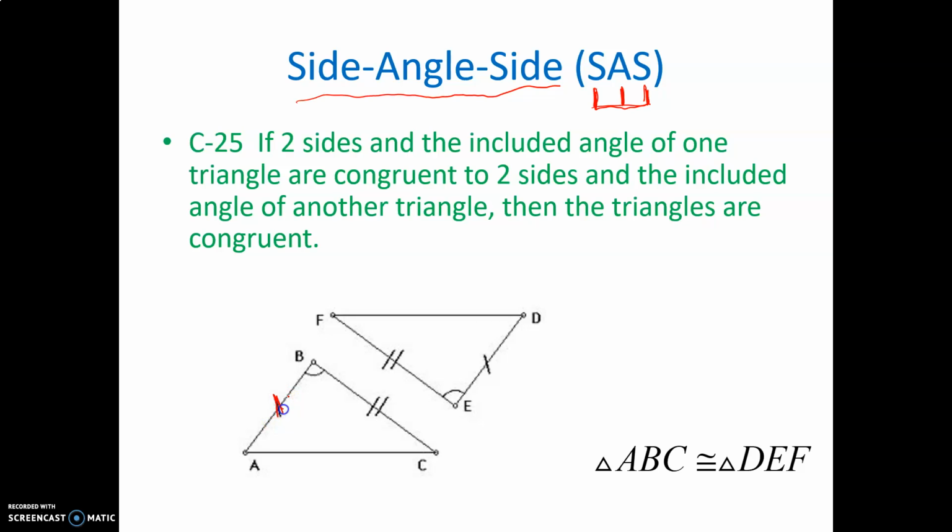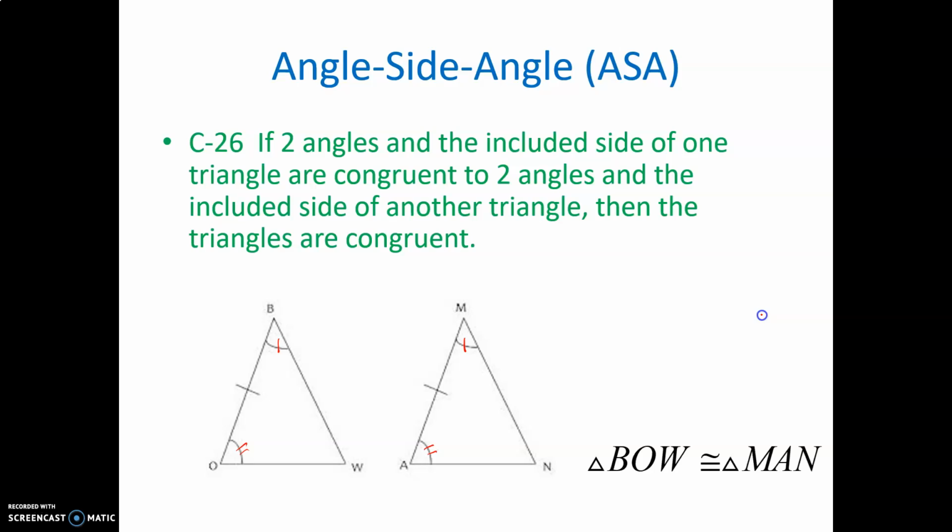So I have side AB equaling side DE. So that's a side that matches up. So side 1, let's call it. Okay, side BC matches up with side EF. And this angle B matches up with this angle E. So see how we have side, angle, side. 2 sides and the angle in between them. If those are all equal, then you can say triangle ABC is congruent to triangle DEF.